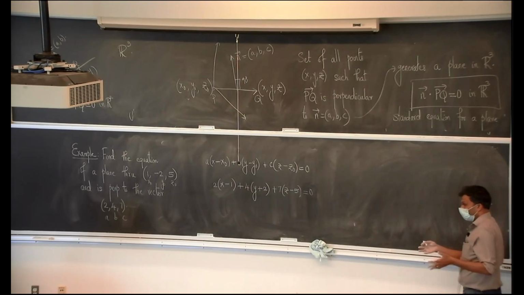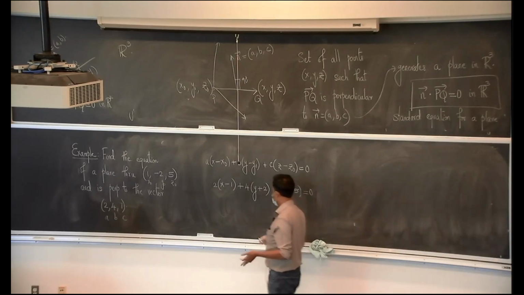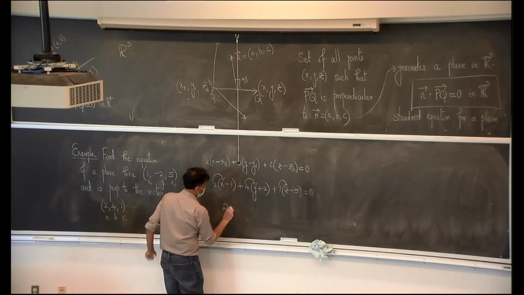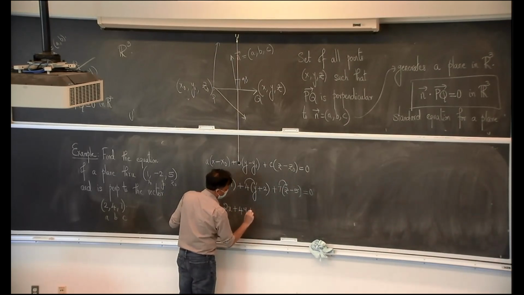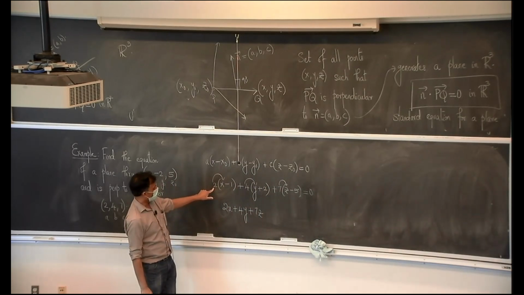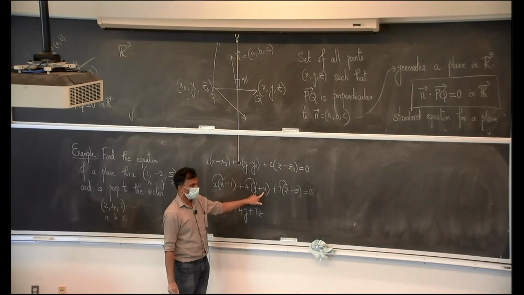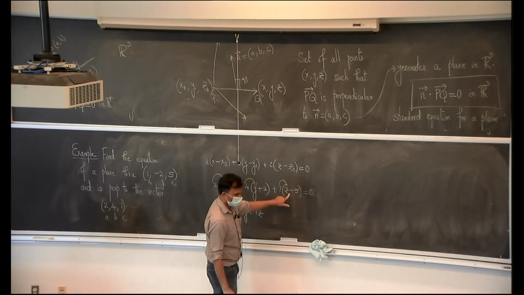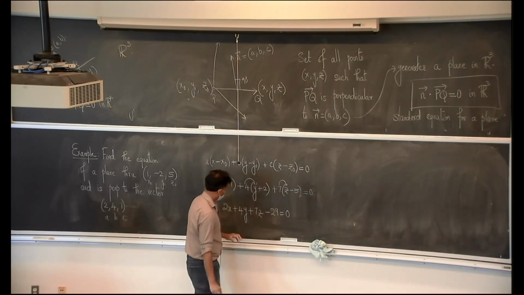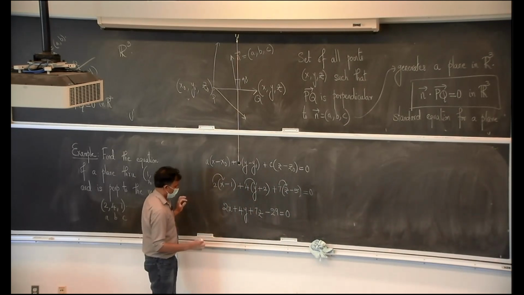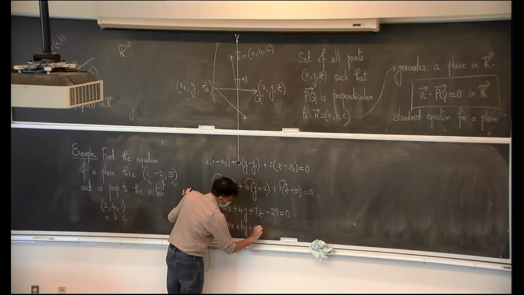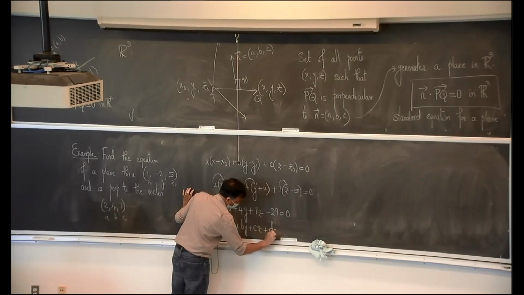In some cases, you might be asked to simplify this a step further, and you just need to distribute, and there's going to be 2x plus 4y plus 7z. Then you have a bunch of constants here: -2 plus 8, which is plus 6, minus 35, which is minus 29, equal to 0. And this is usually what some textbooks refer to as the ax plus by plus cz plus d equal to 0 form.